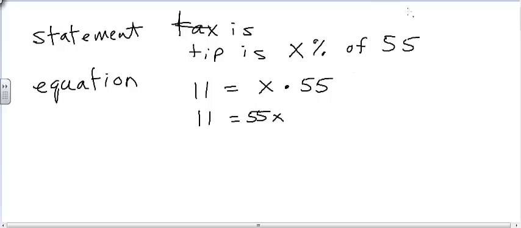If I'm going to solve for x, I'll need to isolate my x on one side, meaning that I'll get rid of my 55 by dividing each side by 55. When I reduce, I'll have x on one side, and 11 divided by 55 comes out to be 0.2.